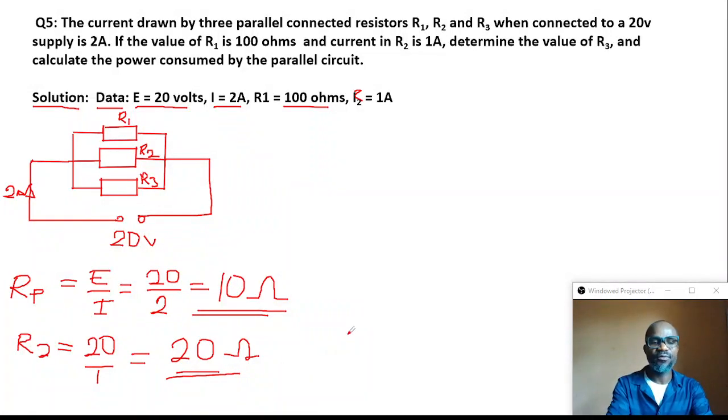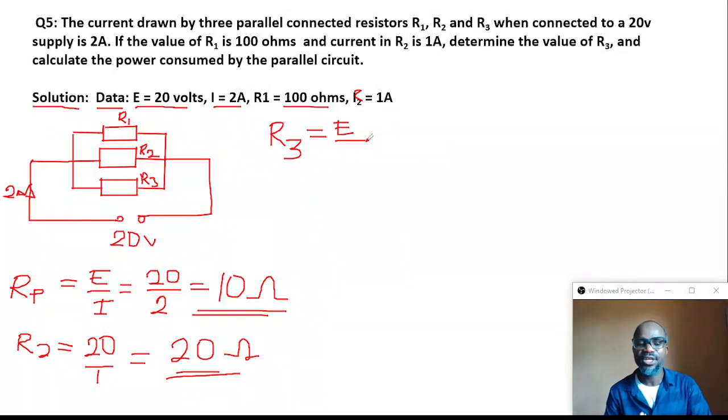The next thing we are going to find is the value of resistor 3, the resistance offered by resistor 3. Resistor 3 can be found using this formula as well. R3 is equal to E, because the energy is the same, but the current is different. So how do we now find the current?